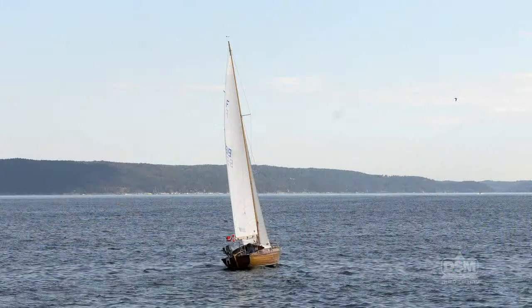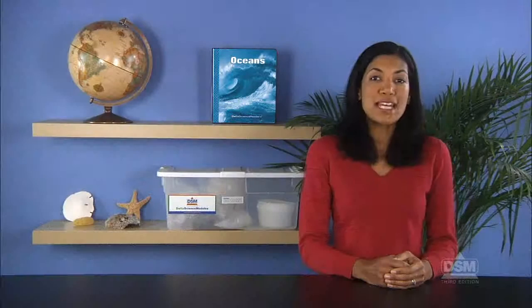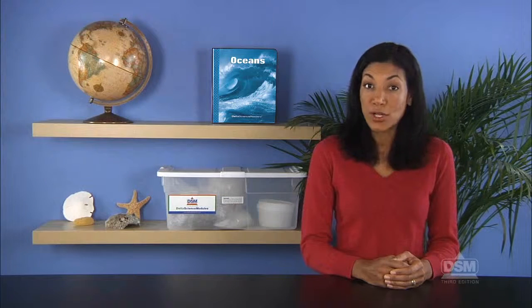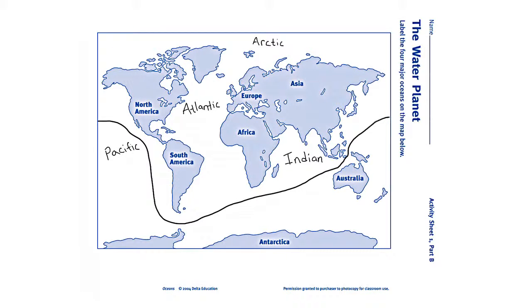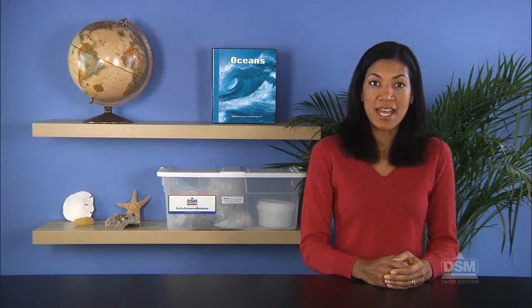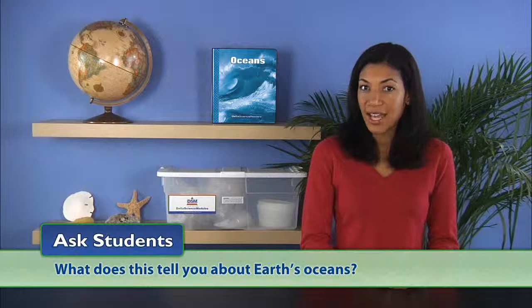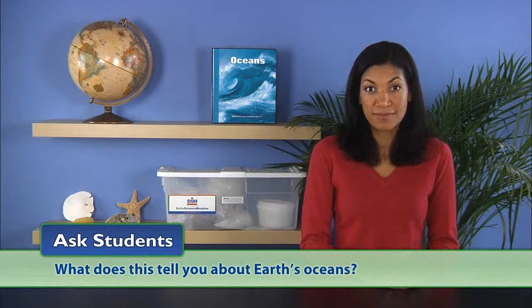Ask a volunteer to imagine that he or she is planning to sail around the world. Instruct the student to choose a starting point. Then trace with a finger the route he or she would follow. The student must end where he or she started and cannot go across land. When the student has finished, ask the class, what does this tell you about Earth's oceans?